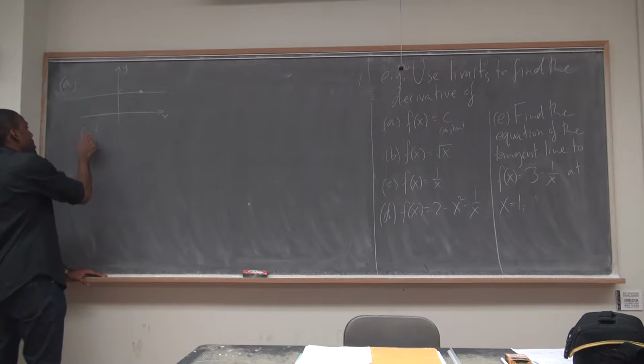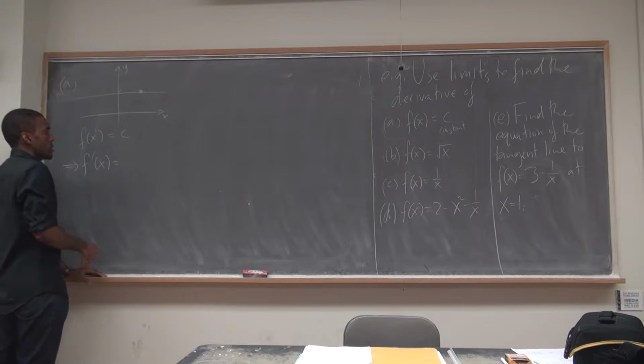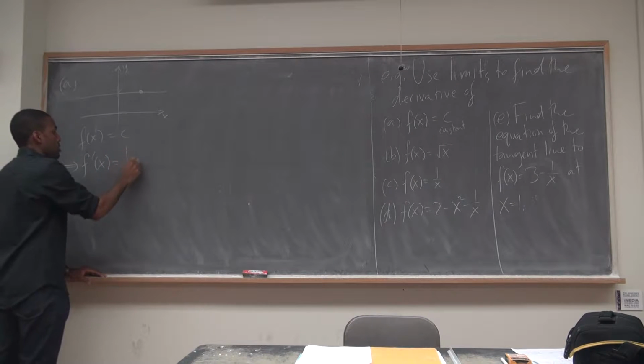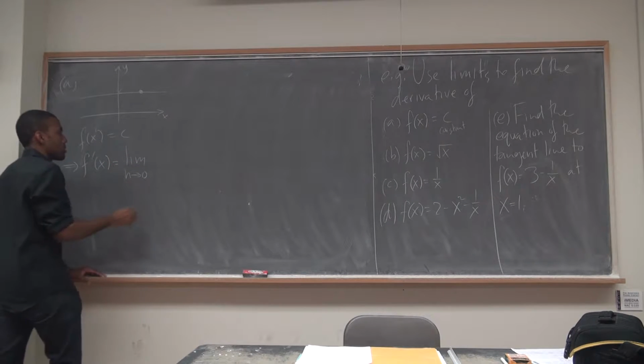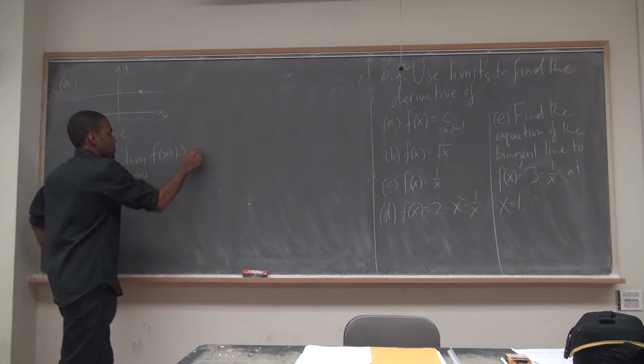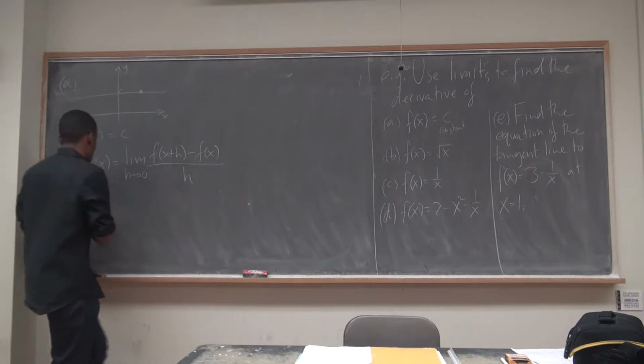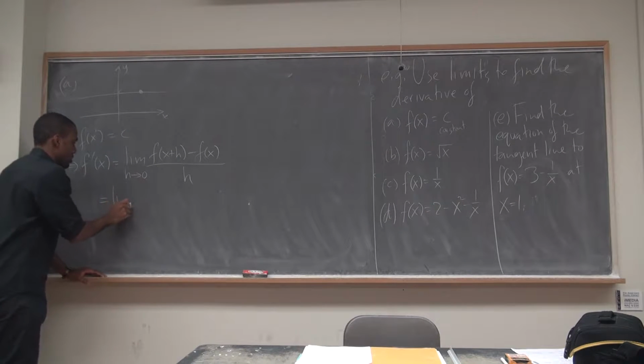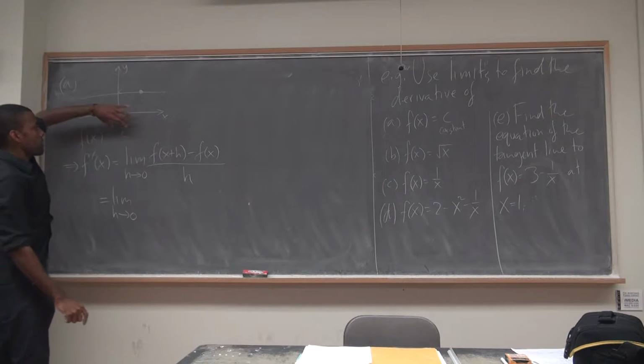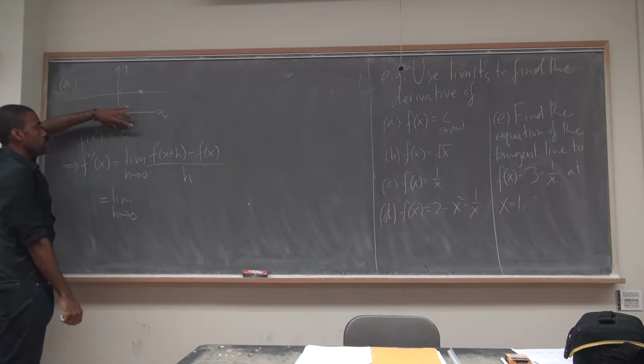So if f of x equals c, this means that f prime of x would be equal to, what is it? How do I find the derivative? The limit as h approaches 0 of f of x plus h minus f of x all over h. Okay, so here, what's f of x plus h if this is our function?